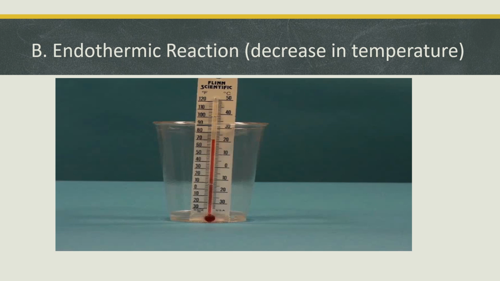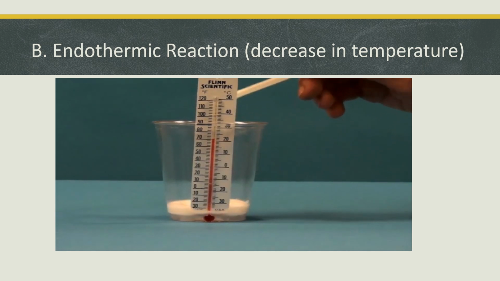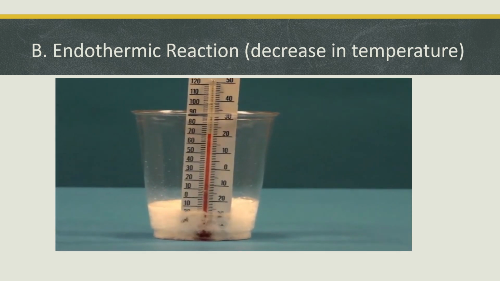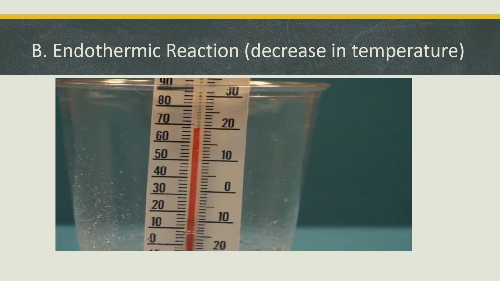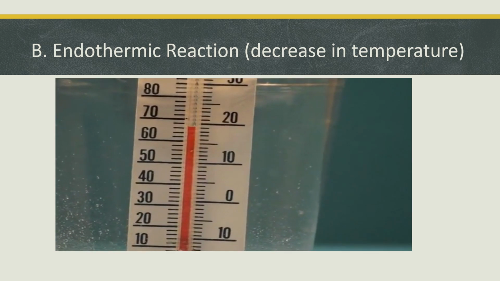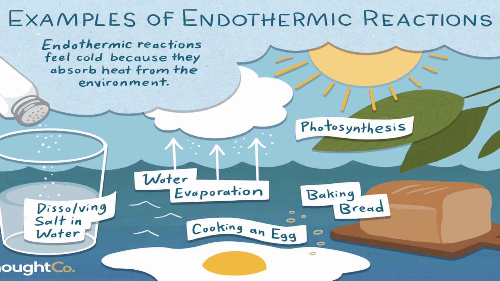The next reaction is the endothermic reaction, which absorbs heat, and we observe a decrease in temperature. In this video, we are mixing vinegar and baking soda. As the chemical reaction happens, we look at the thermometer. The temperature is first 21 degrees Celsius, but it decreases to 19 degrees Celsius, which means that it is absorbing heat. Now, endothermic reactions may feel a bit cold because they absorb the heat from the environment.